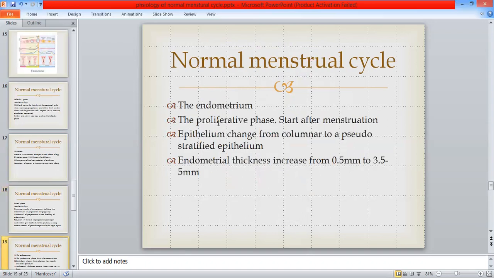Now the endometrium, as I have already told you, undergoes two types of changes: one is proliferative and the other is secretory. The proliferative phase starts immediately after menstruation. In the proliferative phase, the endometrial glands, stroma, and vasculature all undergo proliferation. The epithelium changes from single columnar to pseudostratified epithelium, and the endometrial thickness, which is 0.5 millimeter at the time of menstruation, changes to 3.5 to 5 millimeter during the proliferative phase.